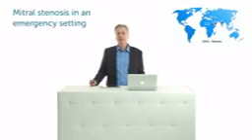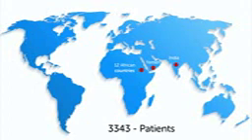This is from an interesting study that was performed in 12 African countries and the addition of Yemen and India, where they looked at patients with mitral stenosis and why they came to an emergency department. Altogether, they looked at over 3,000 patients, and what they found was that the majority came with congestive heart failure, followed by pulmonary hypertension, atrial fibrillation, stroke, endocarditis, and bleeding.